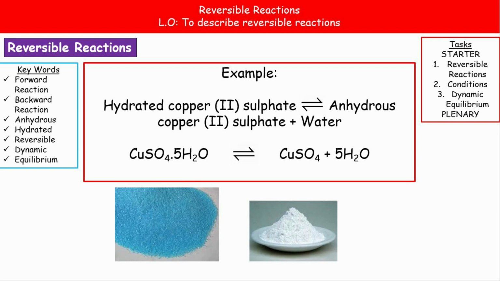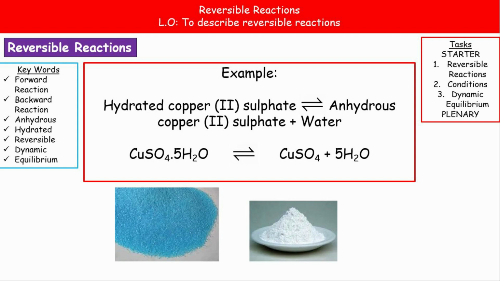Let's actually have a look at an example of this so we know what we're talking about. So the example I'm going to give you is a substance that you should be quite familiar with at school, which is copper sulfate. Now we're going to be looking at the hydrated copper 2 sulfate first of all, and if you look, that's the blue stuff on the left, so that's hydrated copper 2 sulfate. And this will undergo a reversible reaction to form anhydrous copper 2 sulfate, which is the white powder on the right, and water.